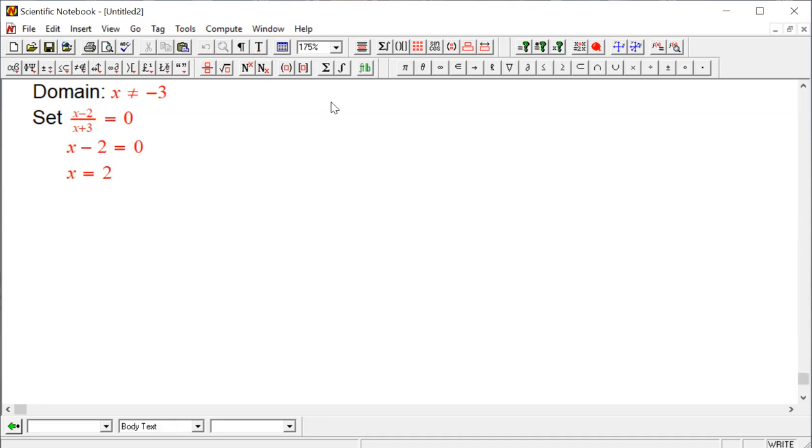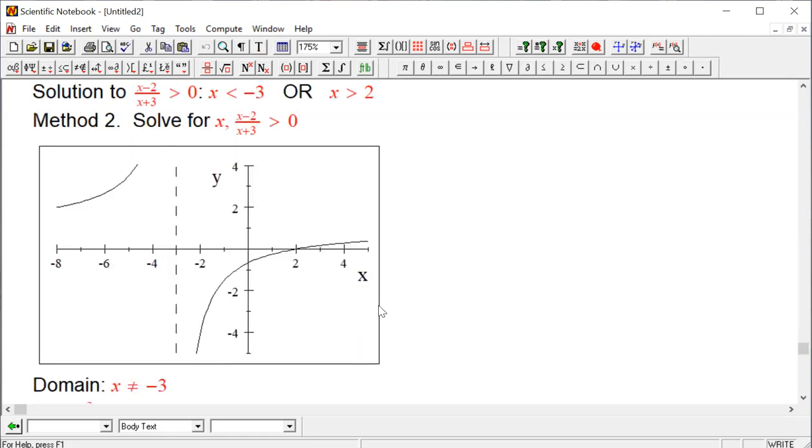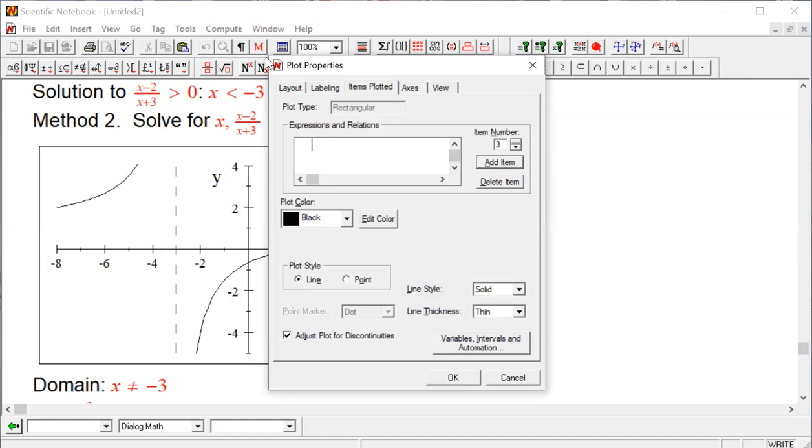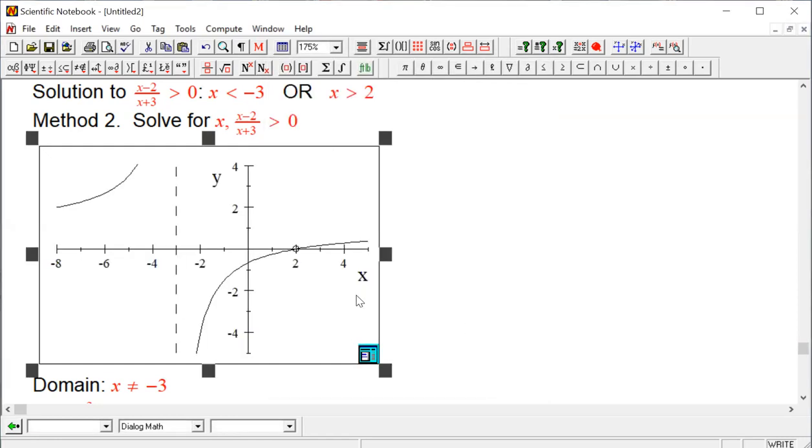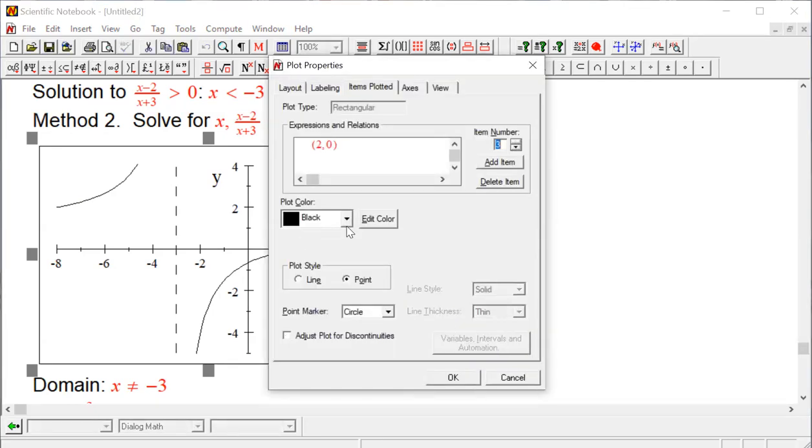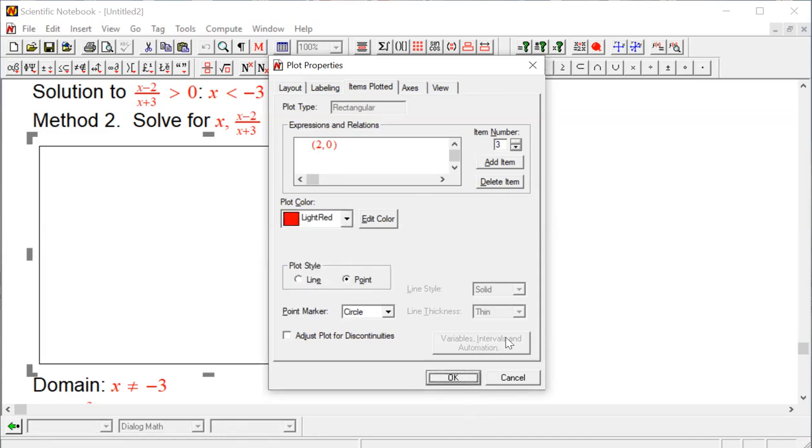So your x-intercept is found. That x-intercept is (2, 0), right? So you can put that point on the curve, on the picture, and it should be a circle because we want it to be positive. We want it to be positive, right? So maybe I should make it a red circle. A red circle right there, right?